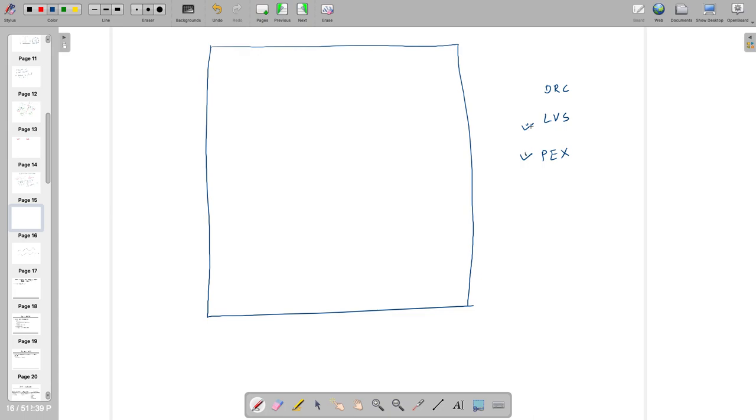There might be a possibility that these two are checked, this is not completely checked. In DRC, there are many errors coming. Some of the errors, you don't look at them. Those errors are density errors. Right? Poly density error, metal 1 density error, metal 2 density error, metal 3 density error.